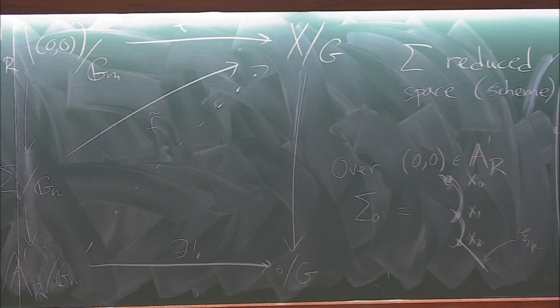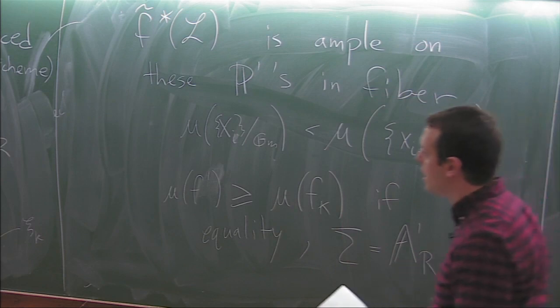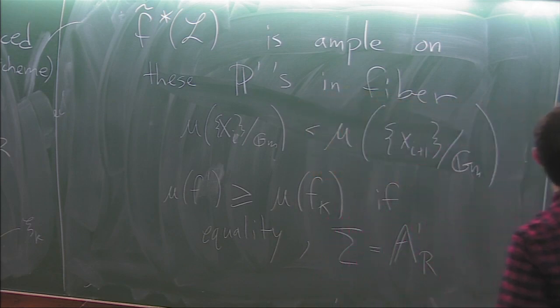So because of this strict inequality, this tells you that, let me call this F prime, mu of F prime is strictly bigger than the mu of F at the generic point, or greater than or equal to, and if equality holds, then this blow-up procedure is contracted. All those P1s are contracted. Then sigma is actually equal to A1R, and I have my extension. So that's what's going on in reductive GIT. And that second thing, that's the specialization property.